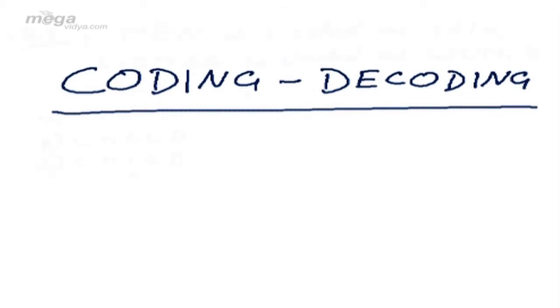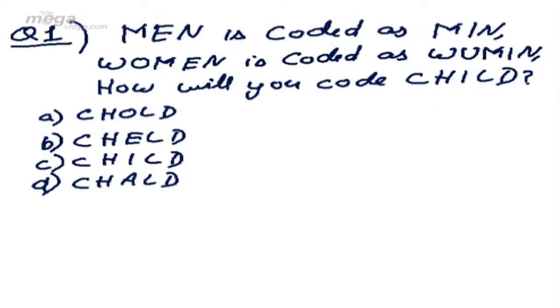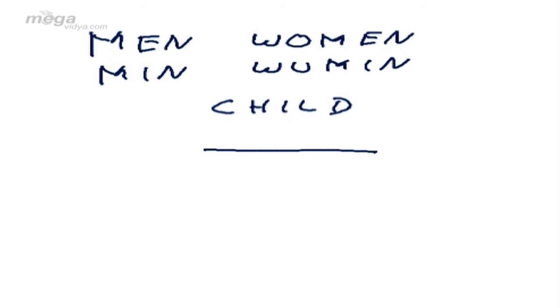in a similar way. My first question is, if men is coded as M-I-N, woman is coded as W-U-M-I-N, how will you code child in a similar way? Now, as a layman will tackle it, I'll tell you how they tackle it. Suppose they analyze the question: if men is coded as M-I-N and woman is coded as W-U-M-I-N, how will we code child in a similar way?